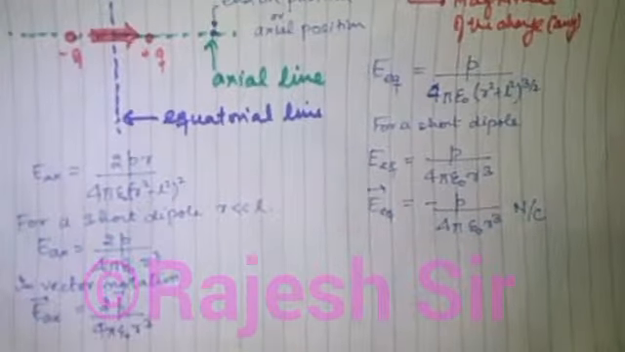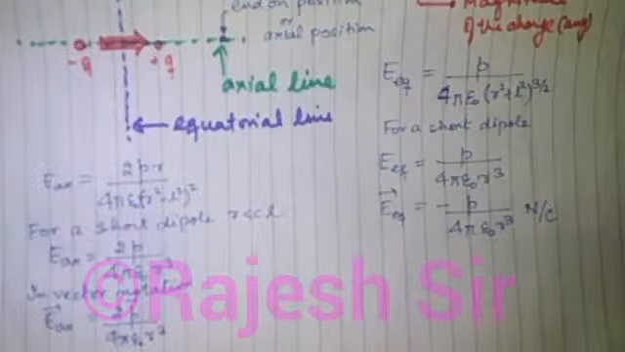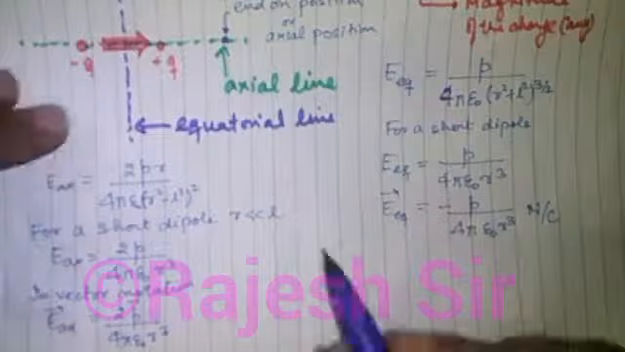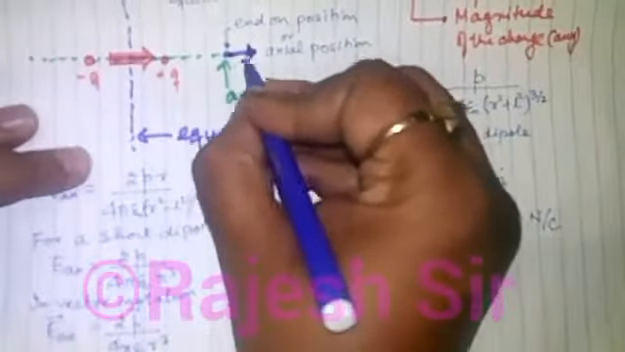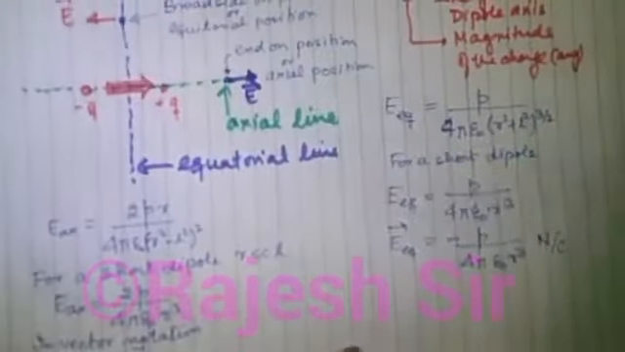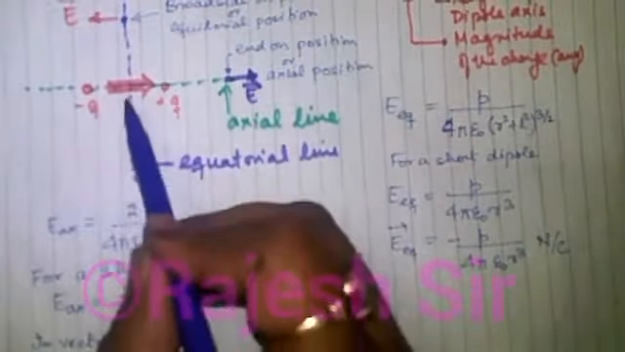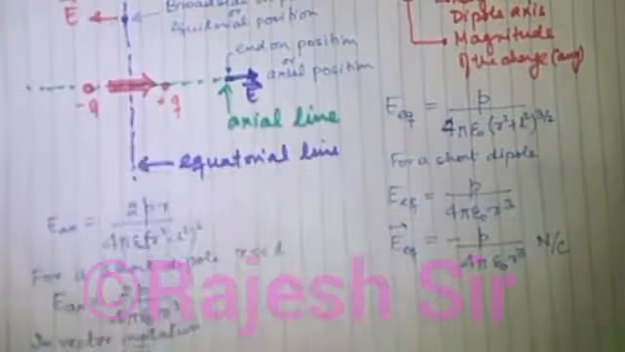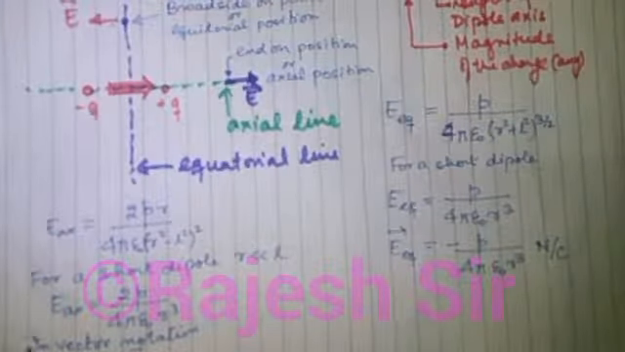At the axial line, the electric field is parallel to the dipole moment. This is an important aspect, you should take care about this fact. The electric field at the axial line is parallel to the dipole moment, but the electric field at the equatorial position is opposite to that of the dipole moment. This fact should be kept in your mind.